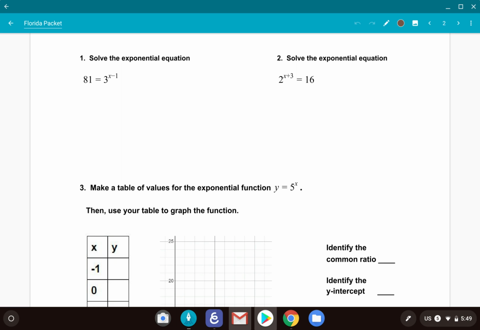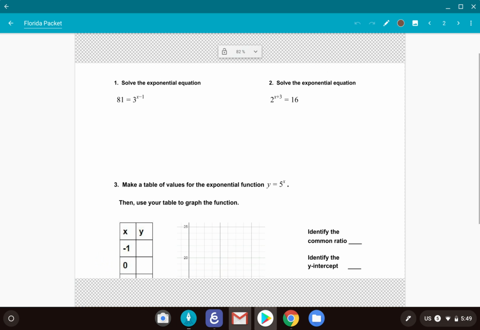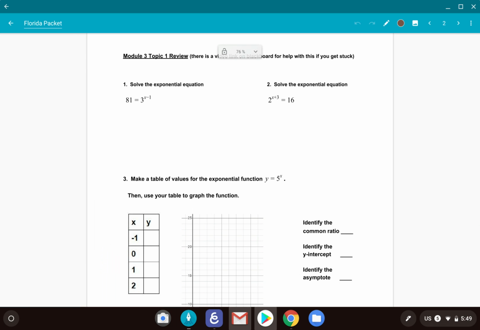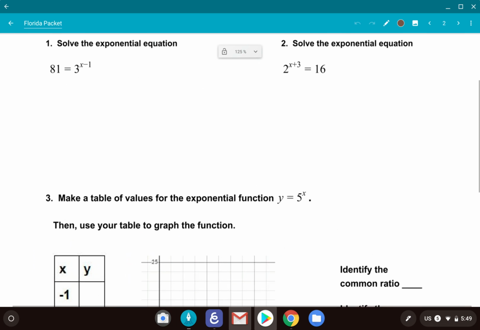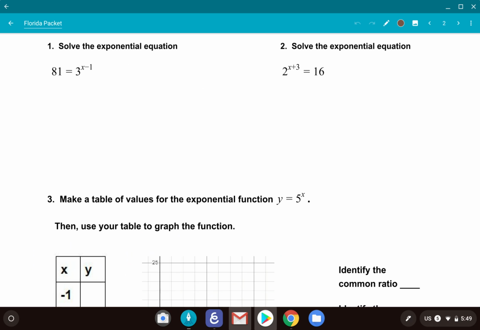The Module 3 Topic 1 review. We've learned how to solve exponential equations, and we've also learned how to graph and write exponential functions. So we're just going to review those two concepts. I'm only going to do number 1 and 3. Number 2 you can do on your own.